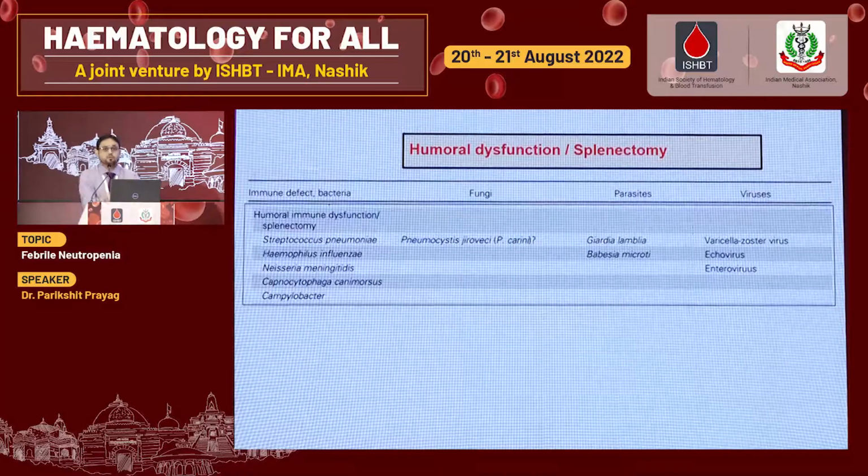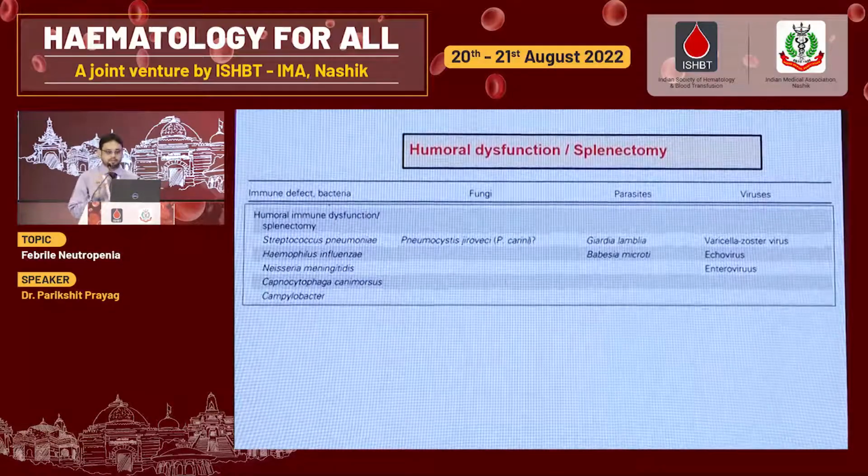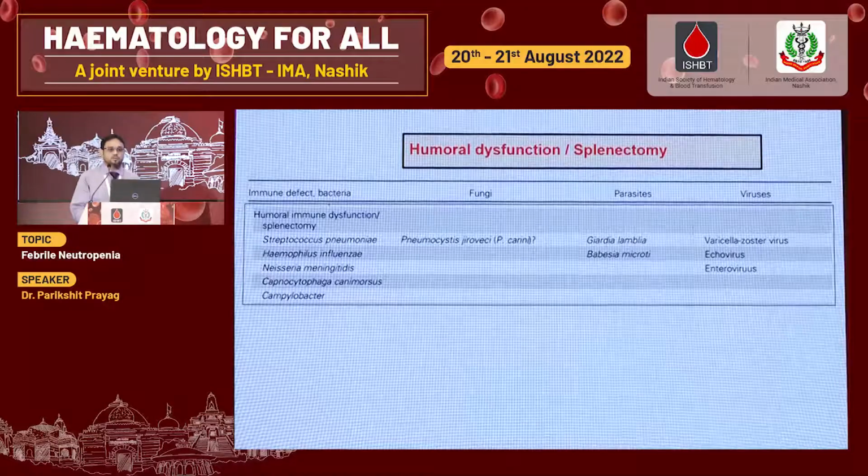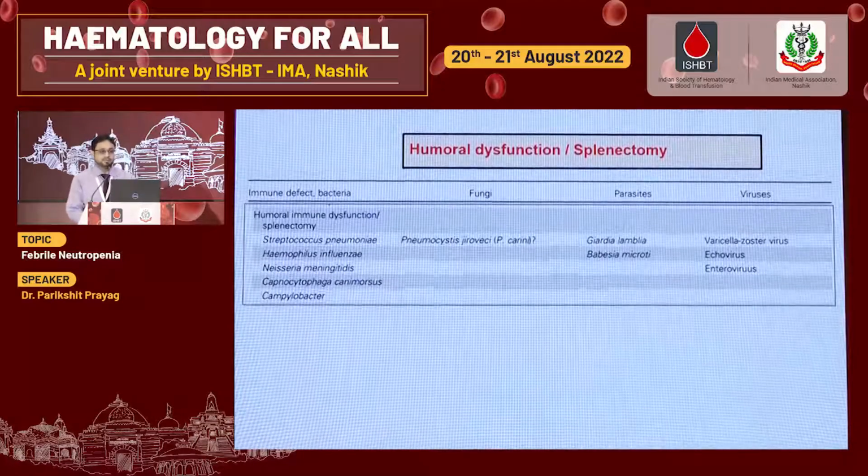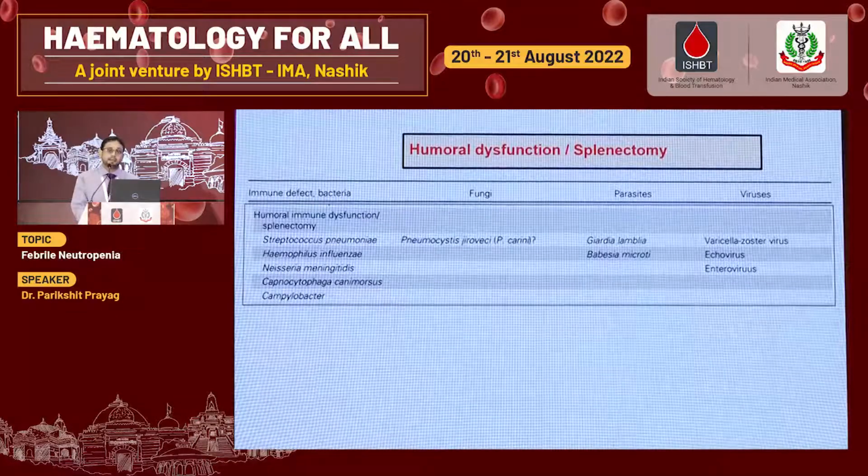Whereas if I have a patient who has a humoral dysfunction, so he has a B cell mediated defect, someone who has undergone a splenectomy or who has a B cell mediated defect, I am worried about encapsulated organisms.